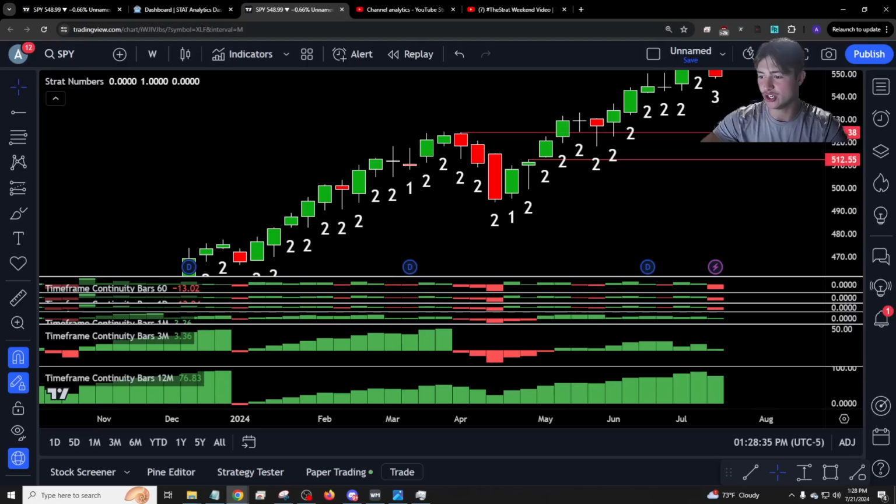But with that information, you then want to reconfirm weekly signals, monthly signals, quarterly signals, yearly signals on lower time frames with reversals, with continuity. Let's take a look now.